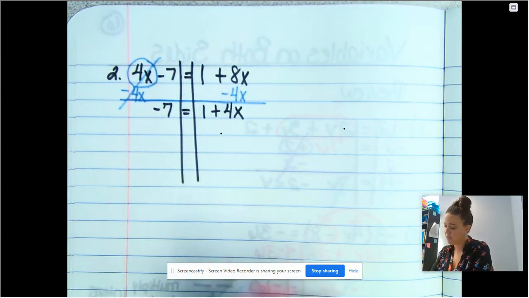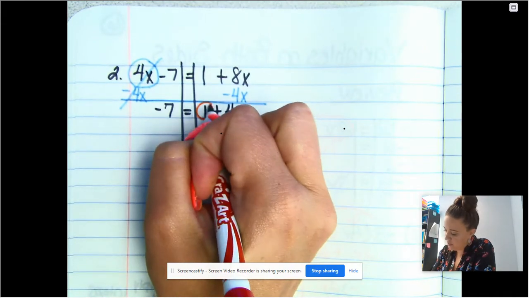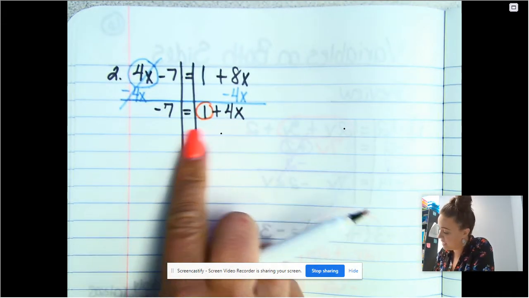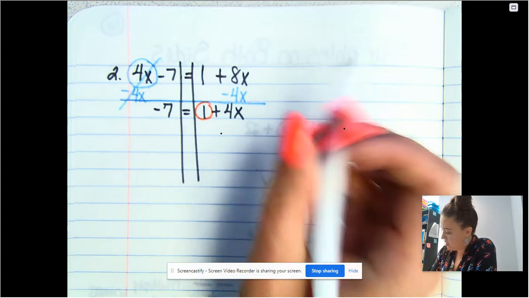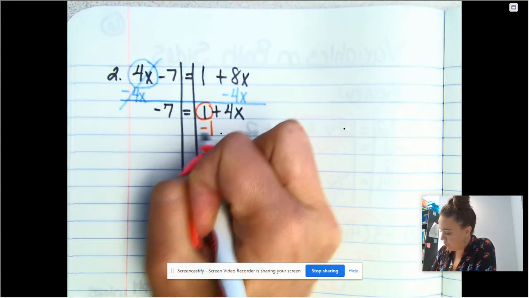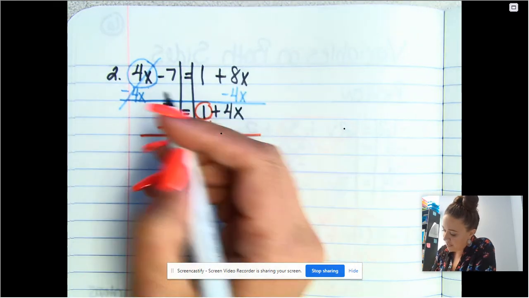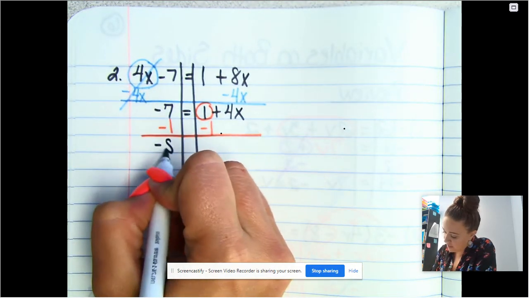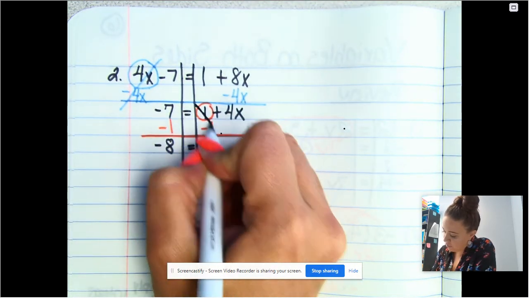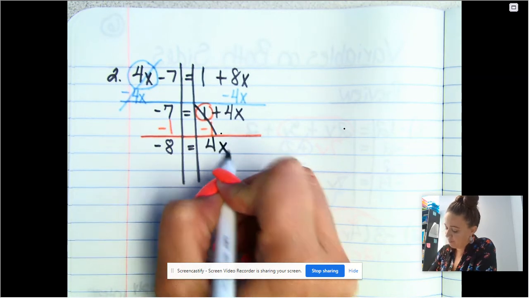Okay, our next step is doing the opposite of this positive 1. I cannot bring the 4x over because this 7 does not have an x on it. So the opposite of a positive 1 is subtracting 1. Negative 7 minus 1 is negative 8. This creates a zero pair, and I'm left with 4x.